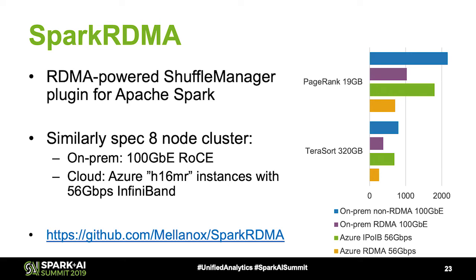And here we are comparing with IP over IB. So even though it's a faster network, because of the software overheads, we are still not able to reach that gap. So that's the highlight, I would say.